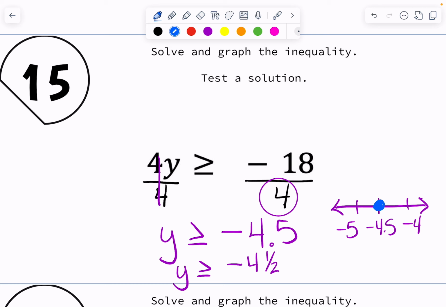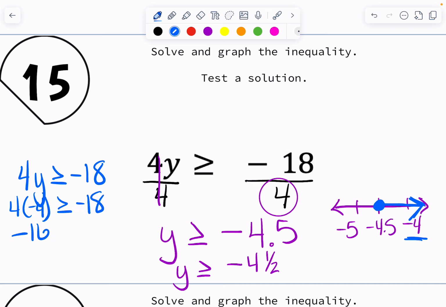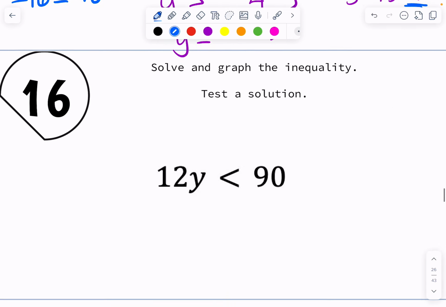Because it can be equal to it. And then all the values greater than that are going to be over here to the right. So when I plug something in, for example, I could plug in that negative 4. If I do 4 times negative 4, y is greater than or equal to negative 18. So 4 times negative 4 is going to be negative 16. And negative 16 is indeed greater than or equal to negative 18.